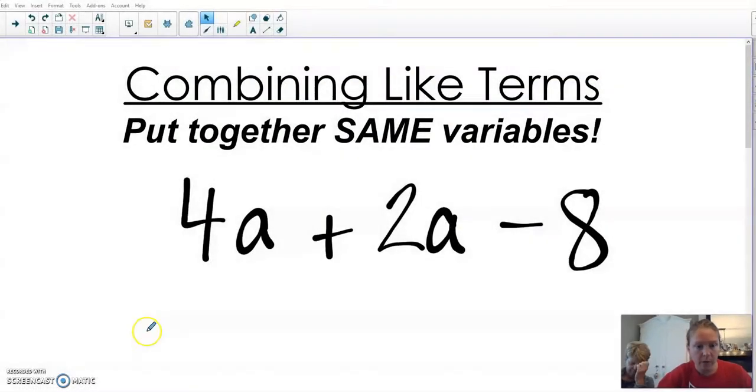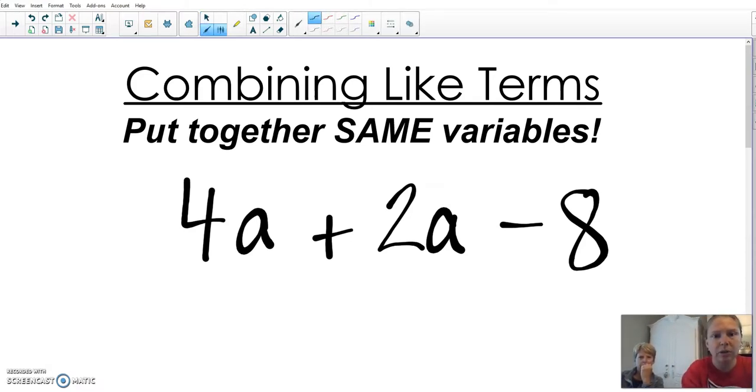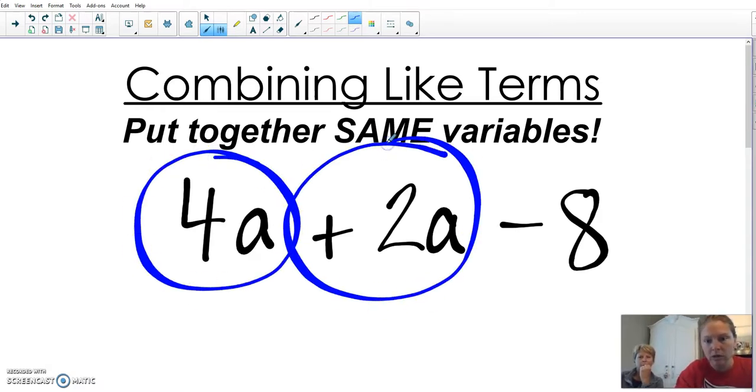So here we go. Combining like terms, you put together the same variables. So Mom, a variable is a letter in math. What variable do you see in this problem? A, good job. So anywhere you see just a plain old A, we can put those together. In class, we learned to circle the term and make sure you remember you always keep the sign in front. So it's a +4 and a +2. Mom, what's 4 plus 2? 6. Okay, so that's 6A.